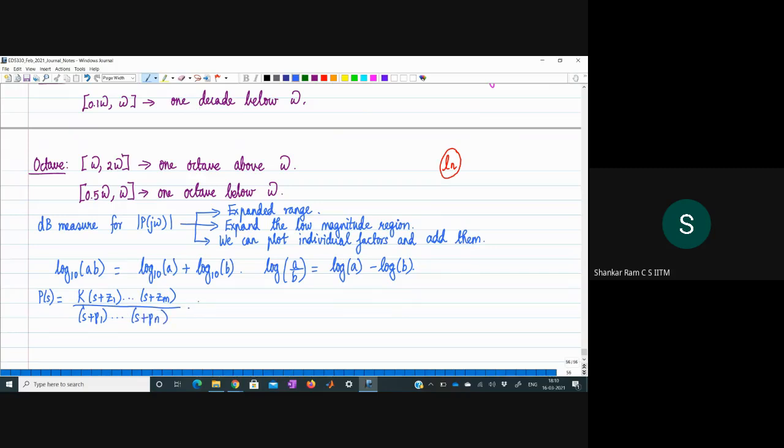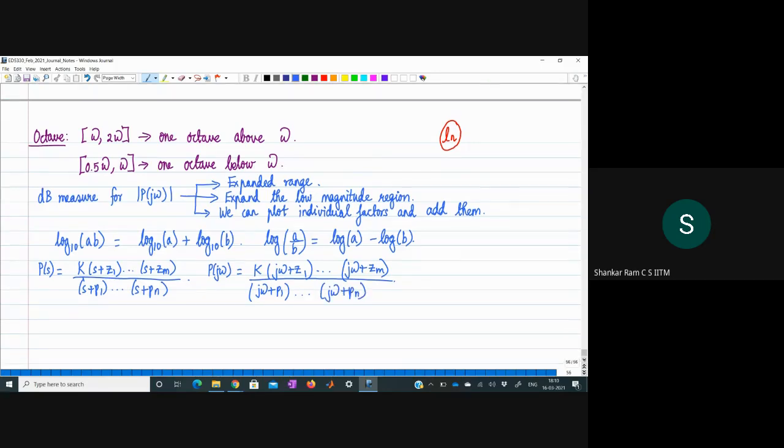Then P of j omega is going to be equal to k times j omega plus z1 all the way till j omega plus zm, divided by j omega plus p1, let me put parenthesis, all the way till j omega plus pn. So this is what I will have. Correct?